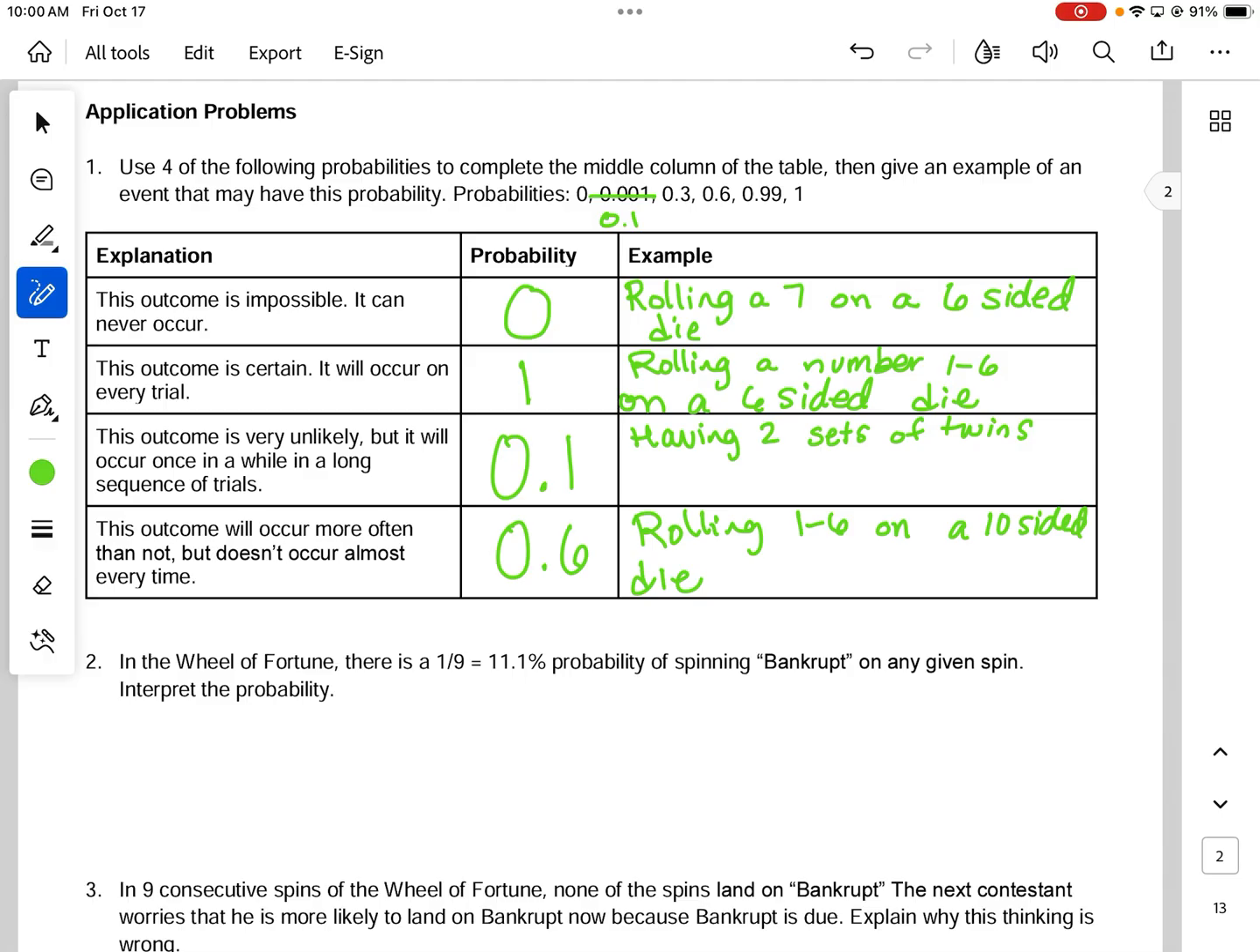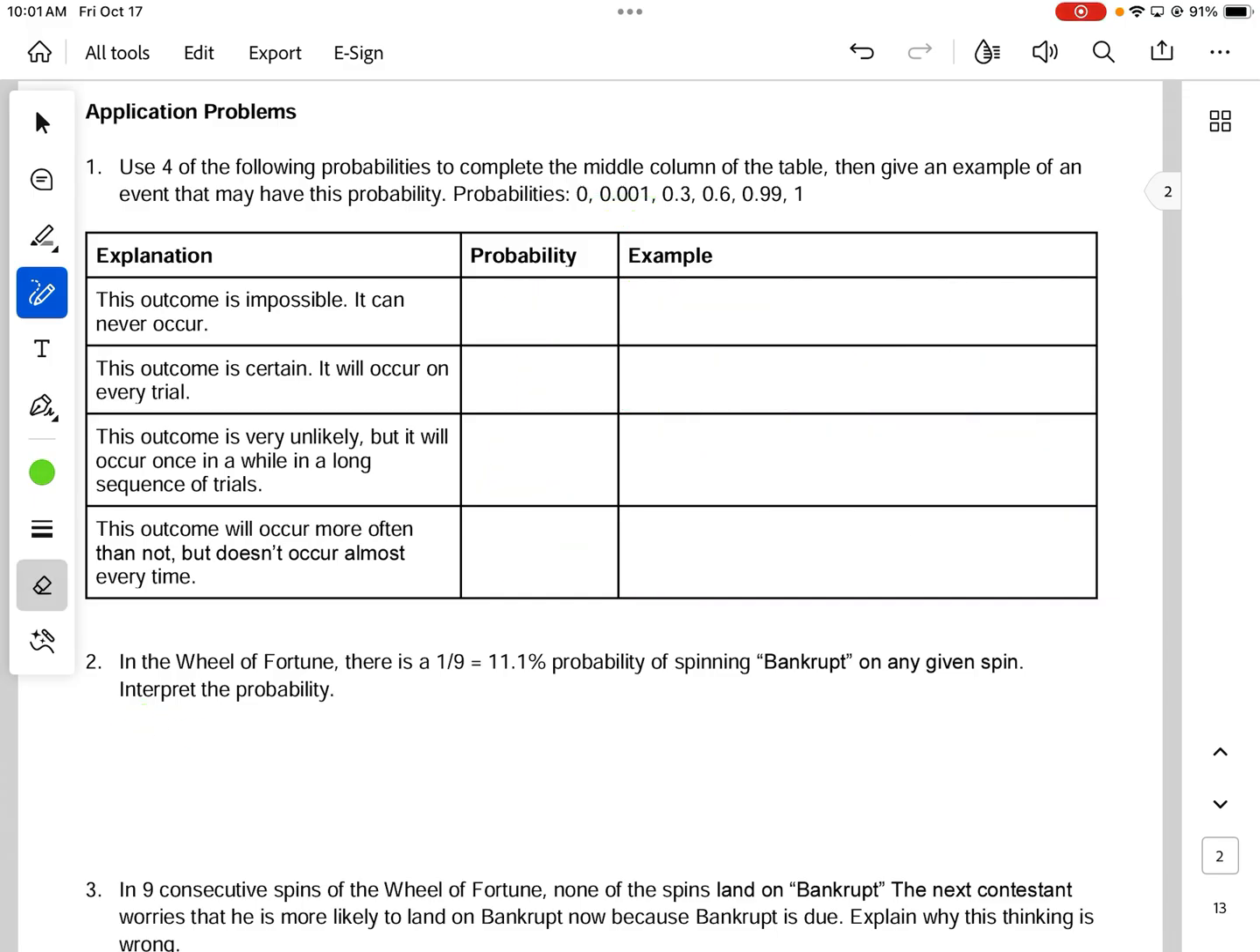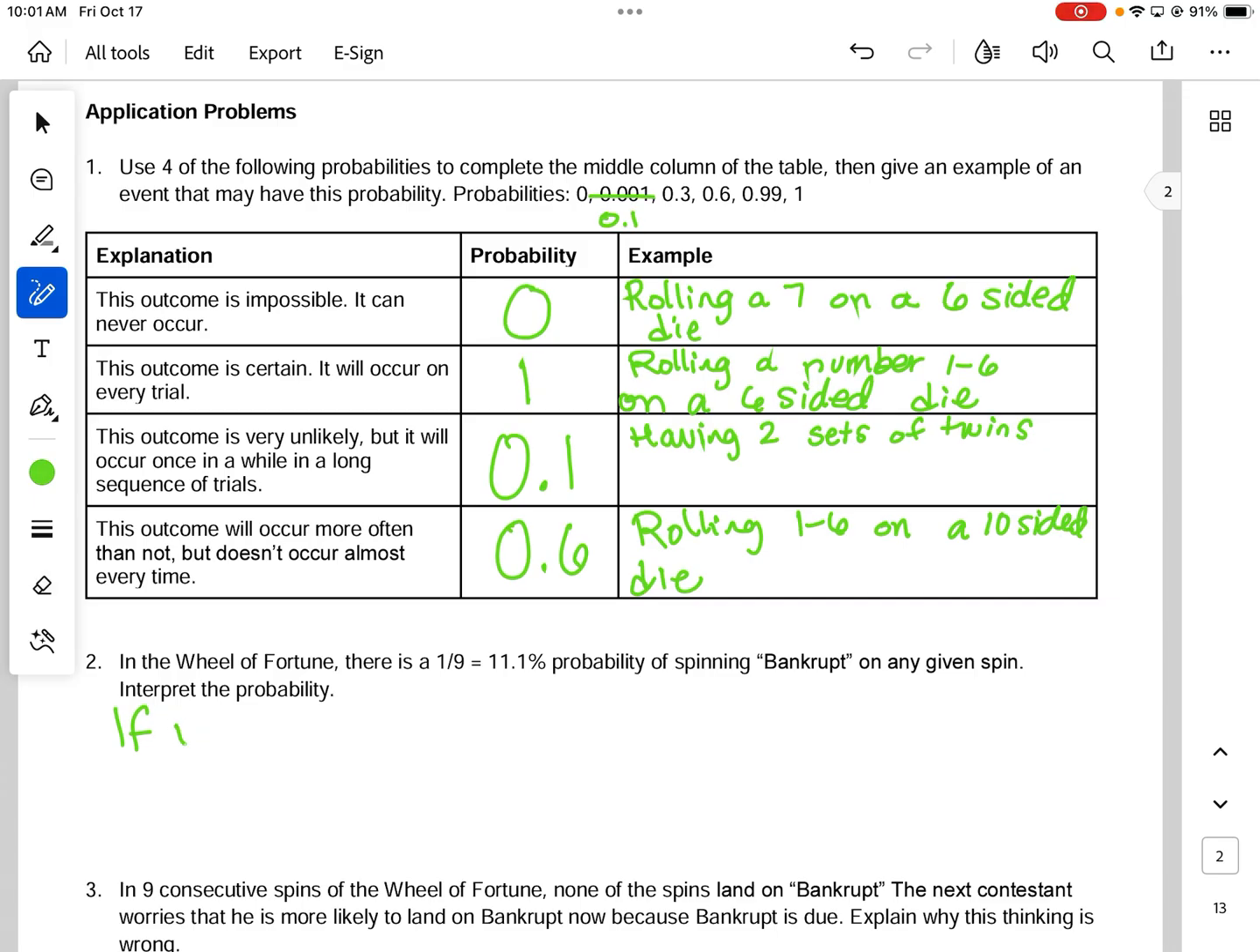All right, number 2. In the Wheel of Fortune, there is a 1 in 9, which is 11.1% probability of spinning bankrupt on any given spin. Interpret this probability. So remember yesterday I gave y'all a template that we're going to have to use when we interpret a probability. So look at the previous page. It was number 4. If, I guess I put we or you.